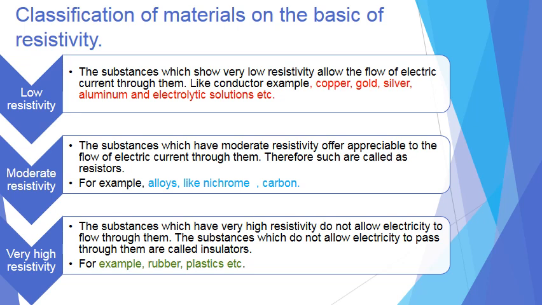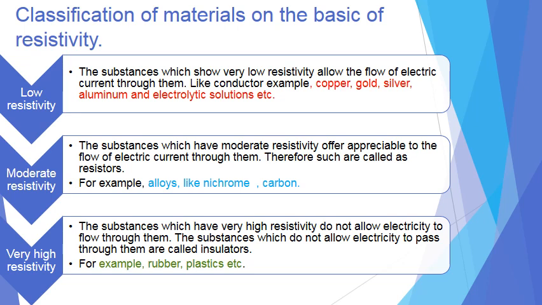Have you seen an electric bulb in your home? The electric bulb glows because of nichrome. Nichrome is a small wire present inside the electric bulb. Everybody knows about the electric bulb. What is present inside that? That is known as nichrome. And the second example is carbon, etc.